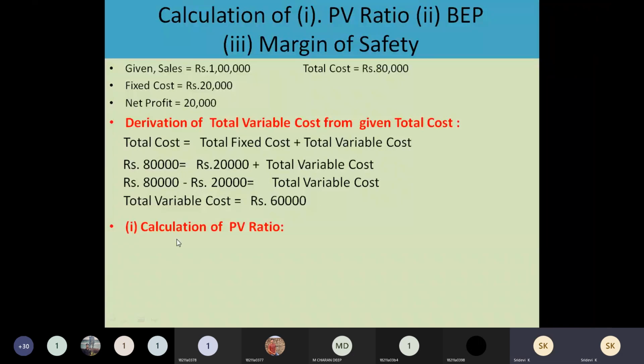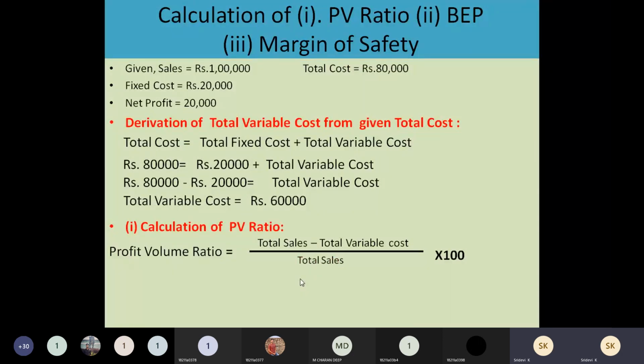Now let us calculate the PV ratio first. So what is the formula that you are going to use here for calculation of PV ratio? Because everything is total is available here. Let us take total contribution. So that is total sales minus total variable cost divided by total sales into 100. This formula you apply. Okay.